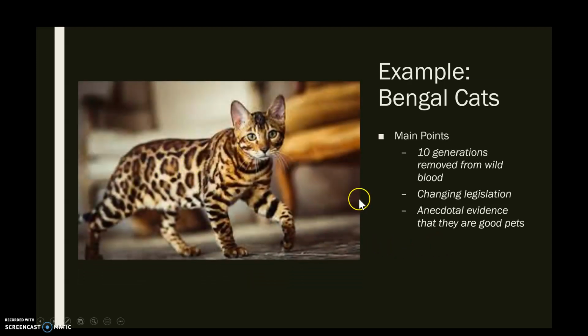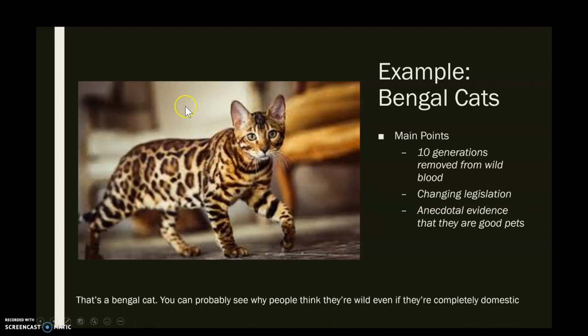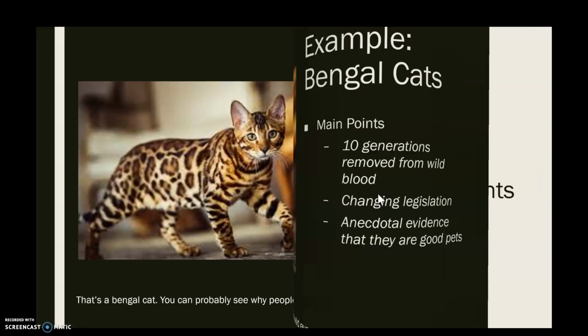This is a Bengal, by the way. Yes, I forgot I put that note in there. That's a Bengal cat. You can probably see why people think they're wild, even if they are actually domestic, because they look like they're wild. They're bred to look like they're wild.